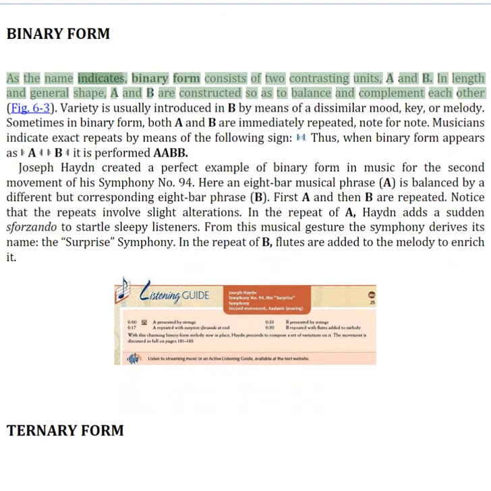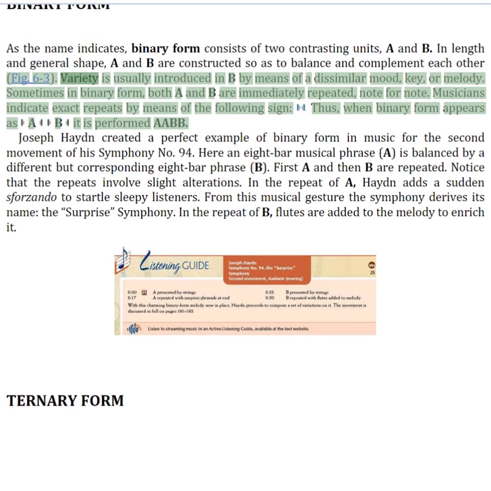Binary form. As the name indicates, binary form consists of 2 contrasting units, A and B. In length and general shape, A and B are constructed so as to balance and complement each other. Variety is usually introduced in B by means of a dissimilar mood, key, or melody. Sometimes in binary form, both A and B are immediately repeated, note for note. Musicians indicate exact repeats by means of the following sign, thus, when binary form appears as AB it is performed AABB.